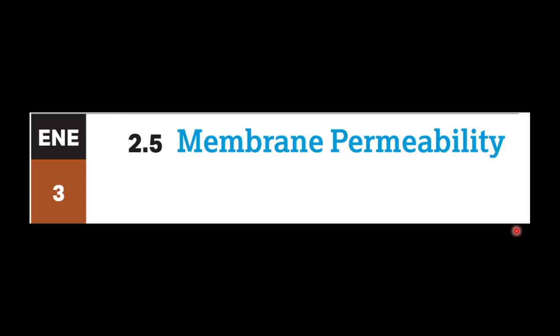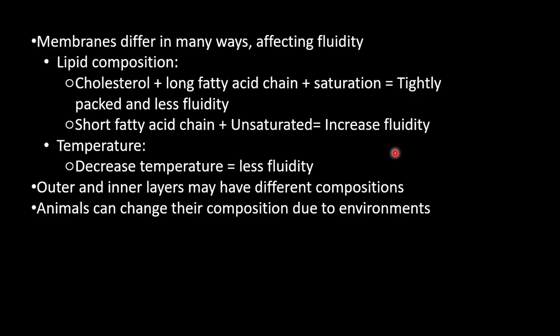So membrane permeability: what affects how fluid a membrane is? Membrane permeability is actually the ability for materials to transport in and out through the membrane. Things that affect fluidity are the lipid composition. For example, more cholesterol, longer fatty acid chains, and increased saturation will lead to tightly packed phospholipids and less fluidity. Short fatty acid chains plus unsaturated fats increase fluidity.